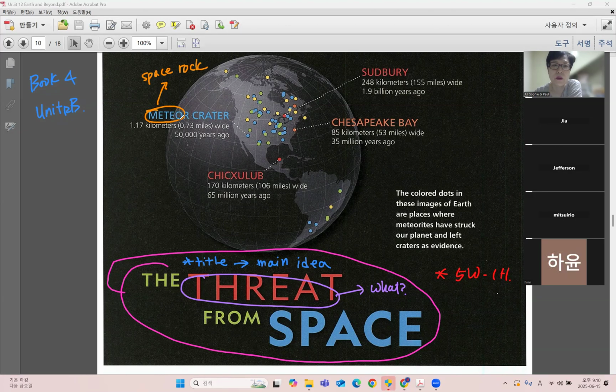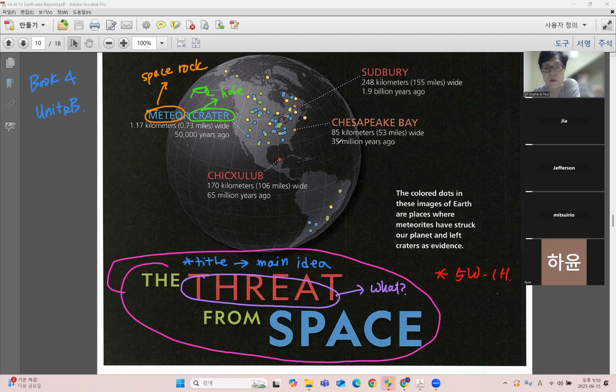It is a rock that falls from space. And what is a crater? It's kind of a hole, like a bowl-shaped hole. And here, Chicxulub. I think it is a name. And it happened 65 million years ago. And also this one, Chesapeake Bay.